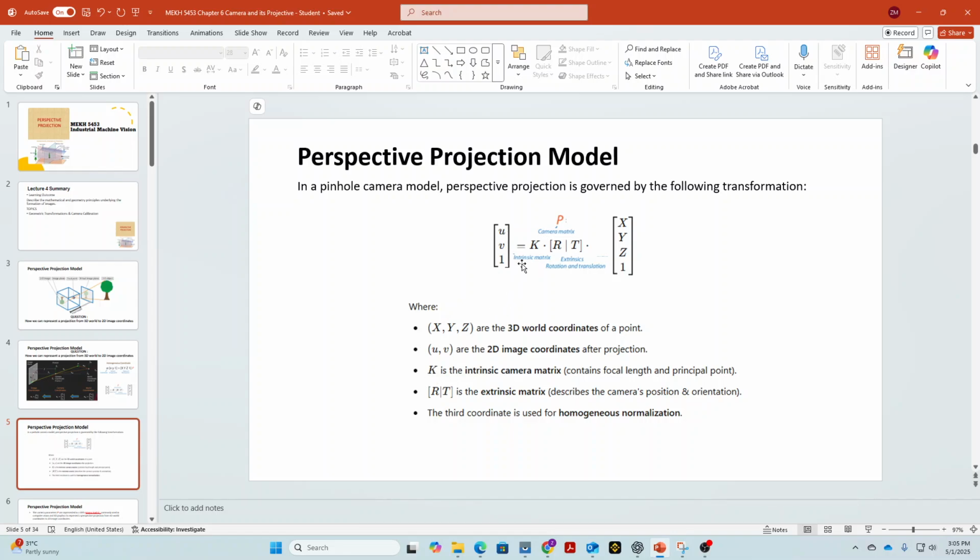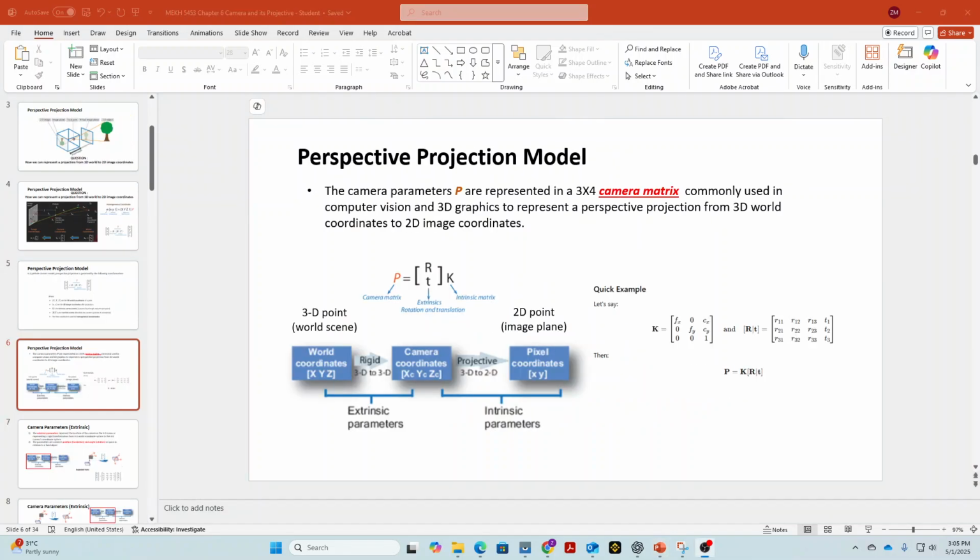K is the intrinsic camera matrix. This holds the parameters for the focal length and the principal point. All right. Then you have R and T. R and T is the extrinsic matrix. This is outside from the camera. It describes the camera position and orientation. And the last one, the third coordinate, which is this one, is used for homogeneous normalization.